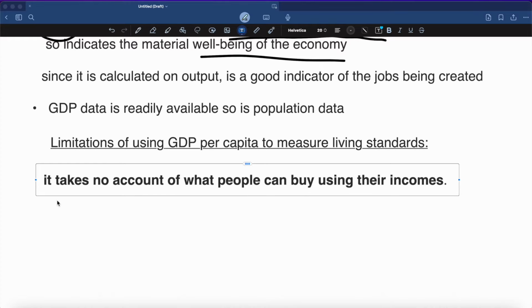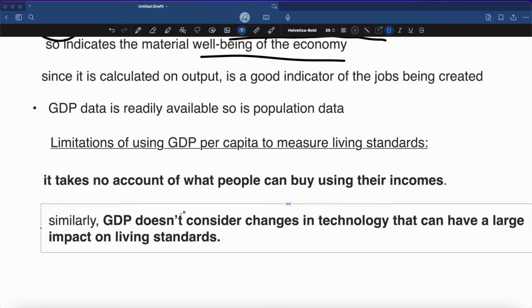Okay, so similarly, another reason why GDP is not a good way to measure living standards is because GDP does not consider changes in technology. Because some countries that have a big change in technology can in fact impact the living standard. Let's say people might have had more income, but they couldn't benefit from all of the technology available today. So that's another disadvantage of GDP, and another reason why GDP is not a good way to measure the living standard.